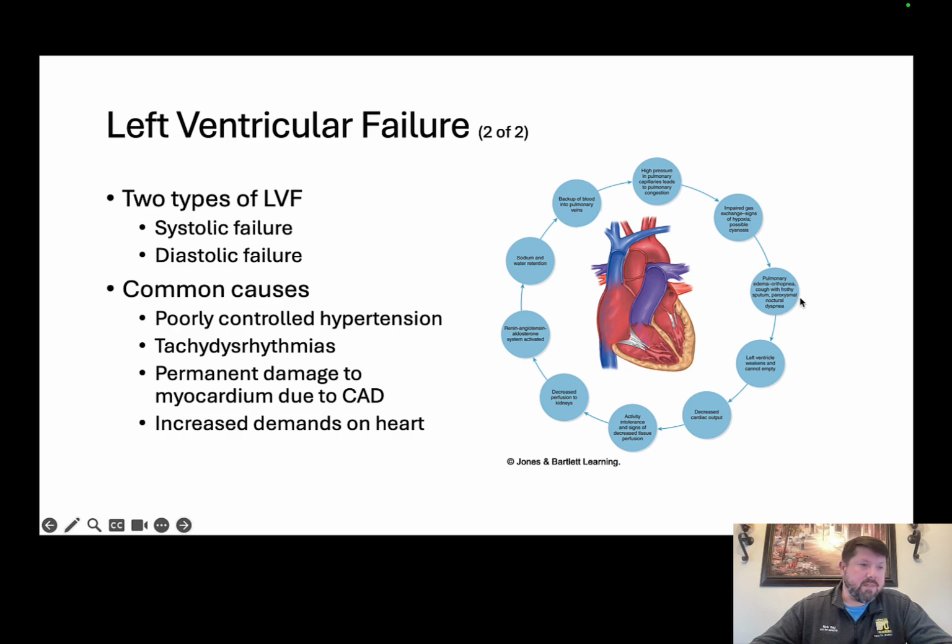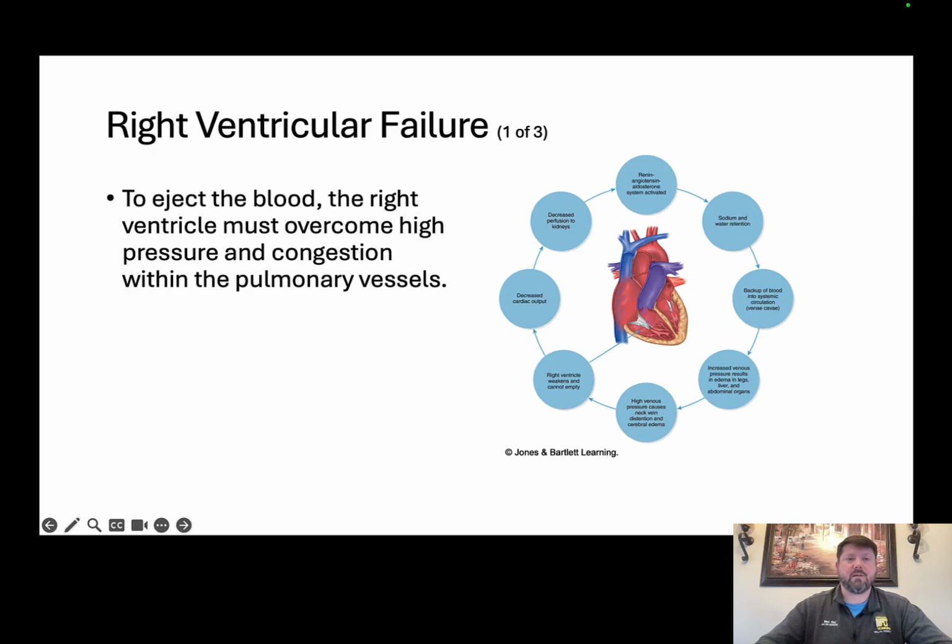Pulmonary edema, orthopnea, cough with frothy sputum, and paroxysmal nocturnal dyspnea. The left ventricle weakens and cannot empty. Then you have decreased cardiac output, activity intolerance, and signs of decreased tissue perfusion, decreased perfusion to the kidneys. The renin-angiotensin-aldosterone system is activated. Now you have sodium and water retention, and you have backup of blood into the pulmonary veins. And essentially, this is just a circle that continues to happen when you have chronic left ventricular failure.